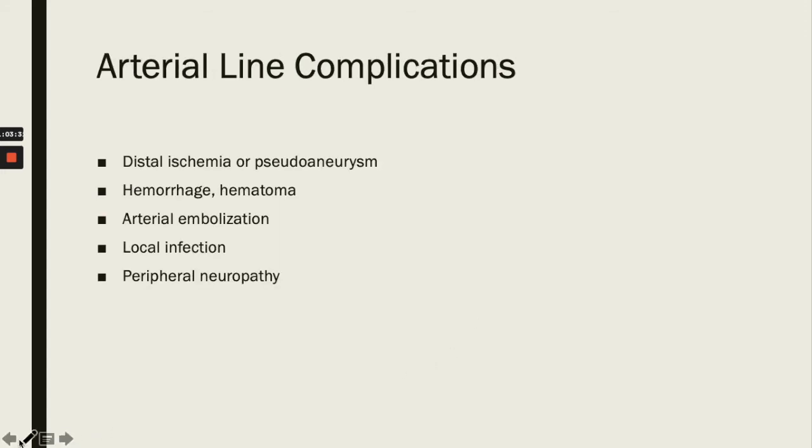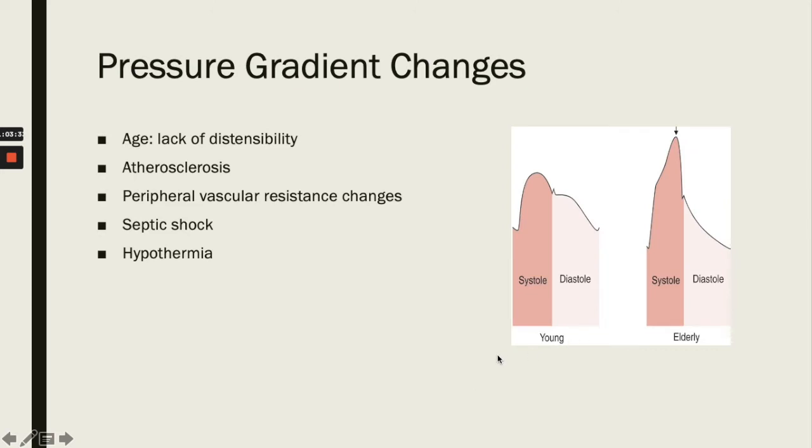Whoa, let's go back. I'm sorry. So an early systolic hump that distorts this smooth upstroke. So that's what we see in the elderly. So with atherosclerosis, or if there are some peripheral vascular changes because their arteries are now not as distensible, you'll see this type of waveform in somebody that's older versus somebody that is young.